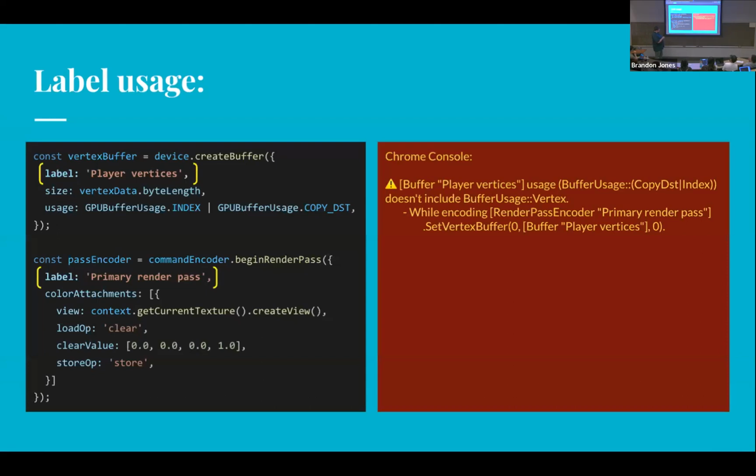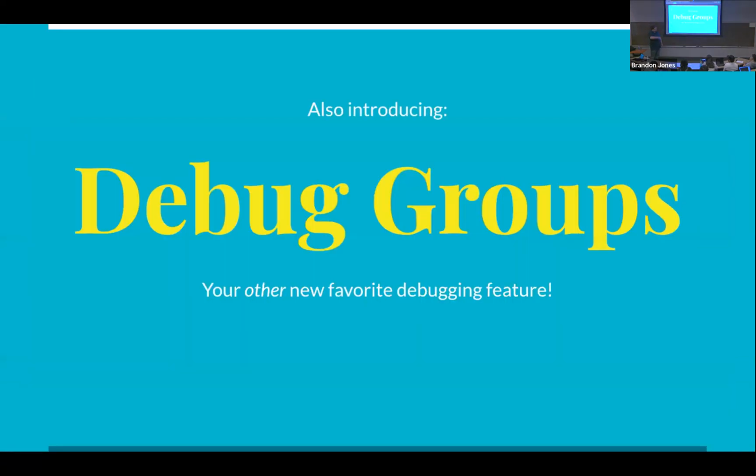So in this case, we can say, hey, I'm going to give my vertex buffer a label that says these are player vertices. And my pass encoder for the render pass, I'm going to say that this is my primary render pass. And then when I get that exact same error from previously, those labels will now show up in the error message, which tells me a lot more about where it came from. Hey, this error came about when I was trying to set the player vertices. I have a much better idea of where that came from now. But we can do better.